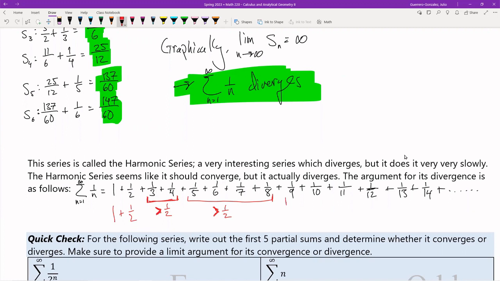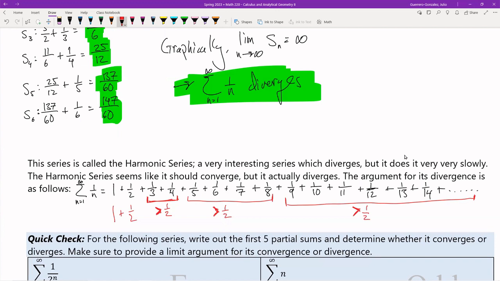I'm going to do it again. I'm going to grab this plus, I think it's the next 8 terms, greater than 1/2. So essentially saying that if we group the next 2, 4, 8, 16, 32 terms, right? I'm always going to be adding something bigger than 1/2.